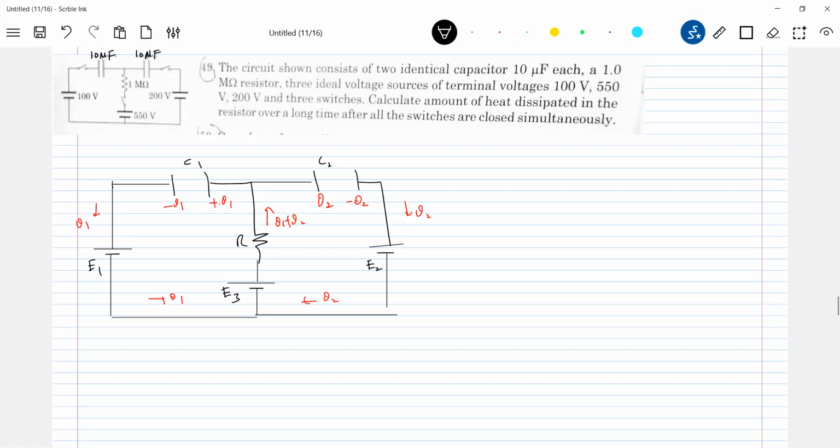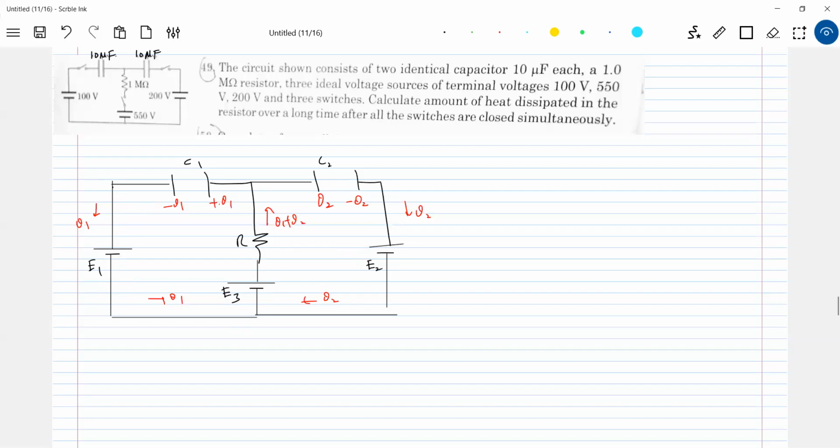So look at this battery E3. It will push a charge Q1 plus Q2. So Q2, then Q1. Then whatever charge entered the positive terminal, Q1, the same charge should leave the negative terminal. And whatever charge left the positive terminal of cell E3, that much charge should enter, Q1 plus Q2. So the conservation of charge principle is what I obeyed.